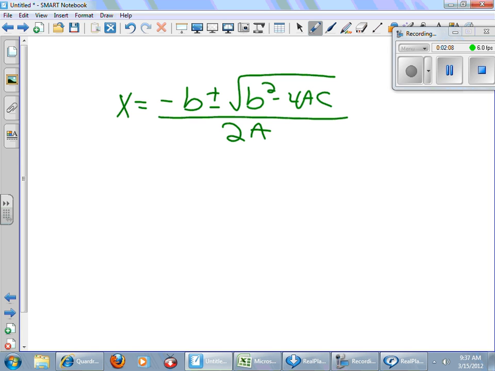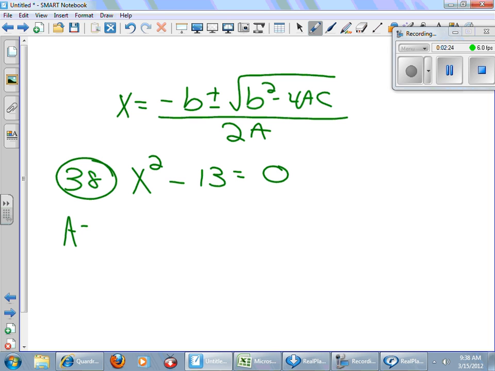I thought maybe we would do one or two problems from your homework. Some of you really got out of shape over number 38. It's really simple. 38 was x squared minus 13 equals 0, right? Well, in this case, a equals 1. b is 0, because there's no x term in there. C is negative 13. I'm not sure what the confusion is. It's really simple stuff. Just take a moment and stop and think.